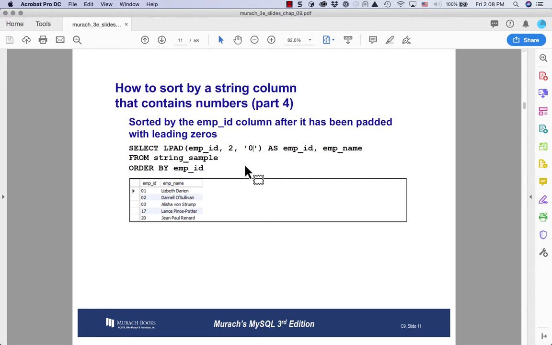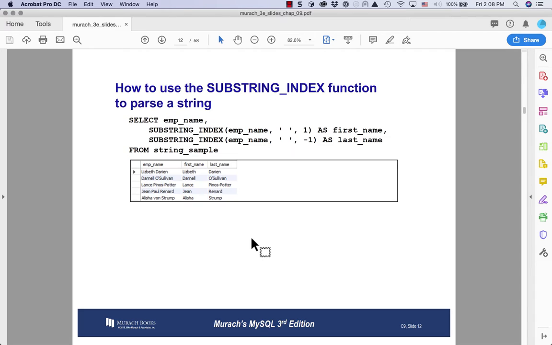Okay, so what's interesting here is that the short ones are only one character long. They got padded with a leading zero. The ones that were two characters long to begin with, we didn't overlay character one with a zero. They stayed as they were. So 17 and 20 remained as they were, and 1, 2, and 3 became 01, 02, 03, and they sort just fine as character strings. So that's another way to solve that same use case.